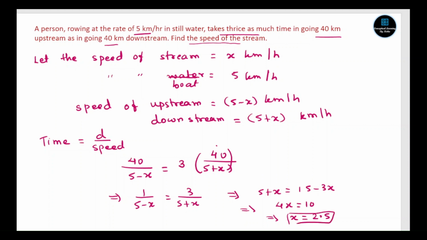So the speed of stream is 2.5 kilometer per hour. This is the answer, right? I hope you understand this question, right? Remember, upstream speed will be lower than the downstream speed. Okay? Alright.